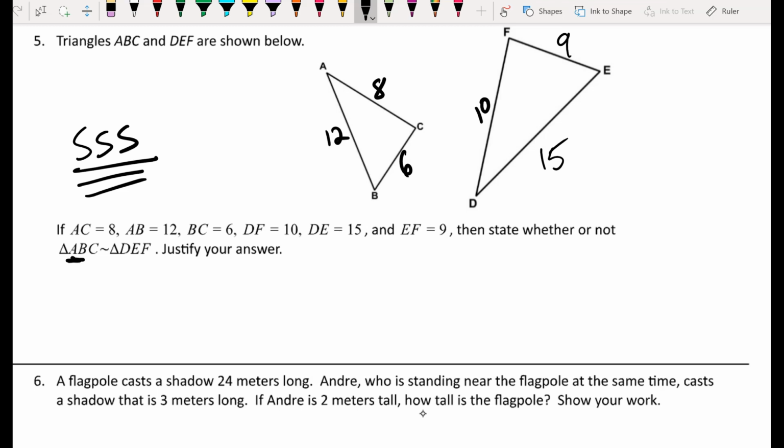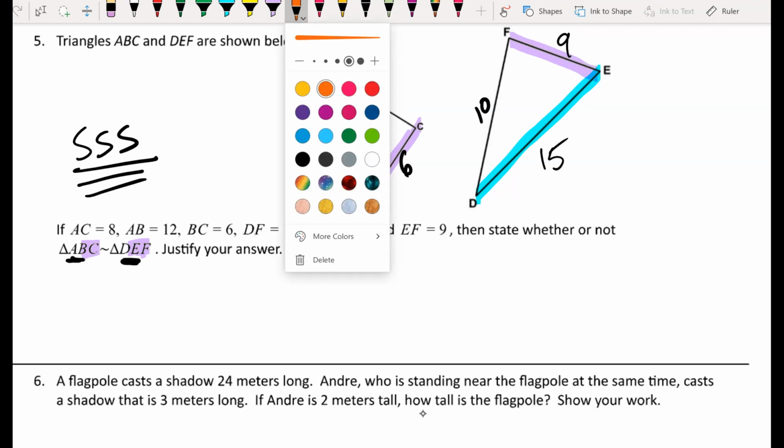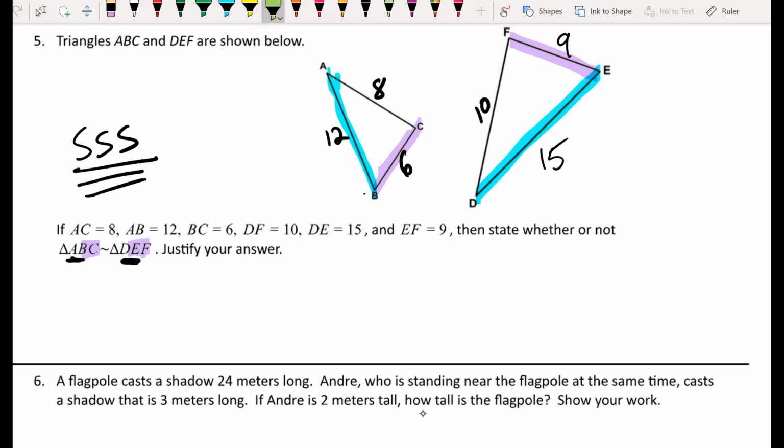It looks like side AB, I'll highlight that in blue, should correspond to DE. If I'm looking at the order of my letters again, BC should correspond to EF, and just by process of elimination, it looks like AC should correspond to FD. So let me set up a proportion there. If I compare 15 over 12, I want to see if that's the same thing as if I compare 9 over 6, and see if that's the same thing as when I compare 10 over 8.